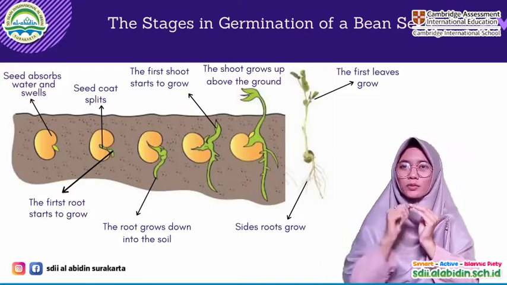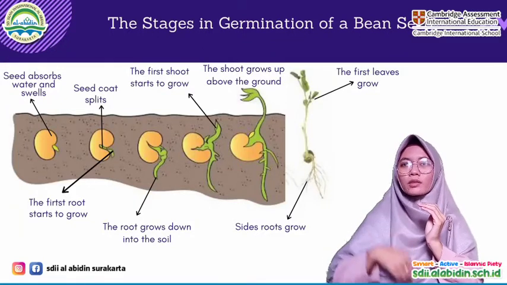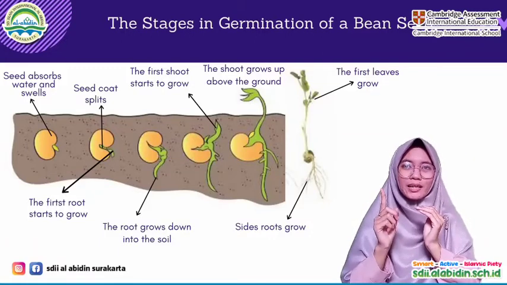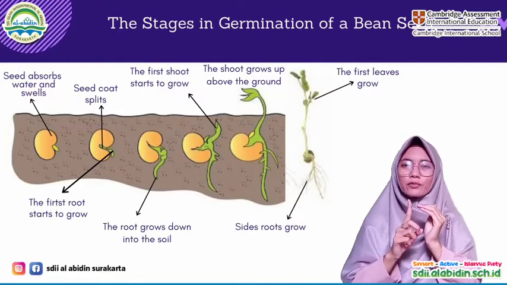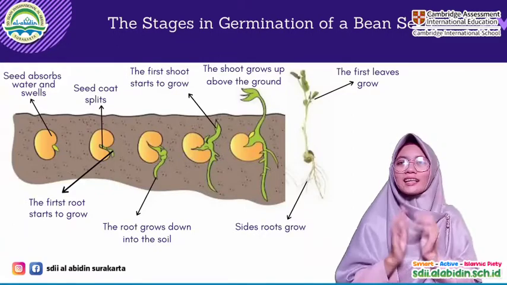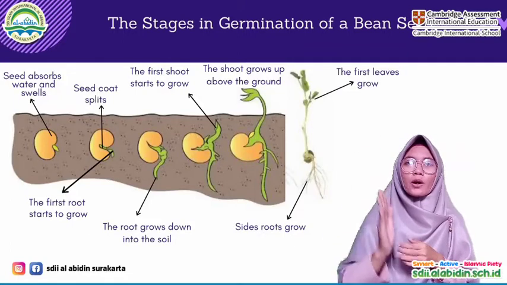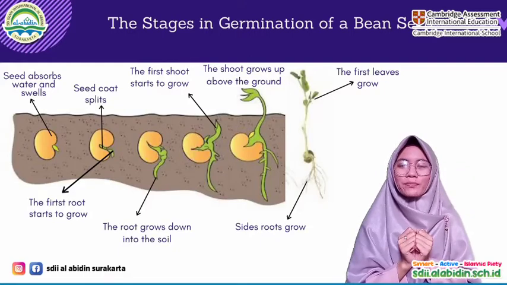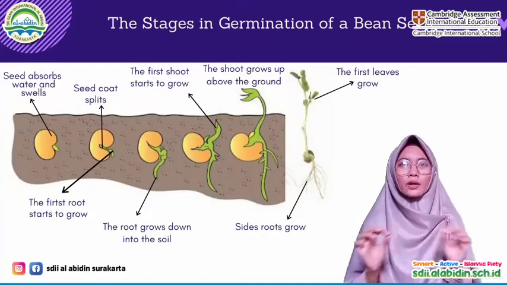and the first root will grow. After the first root grows down into the soil, the first shoot will grow up. Remember, the first root grows down into the soil and the first shoot grows up. After the shoot grows up, after some days, it will grow above the ground. Then the first leaves will grow, and you can see the side roots will grow as well.